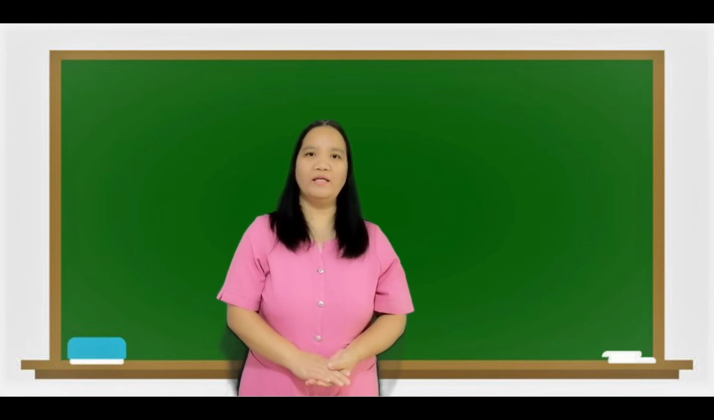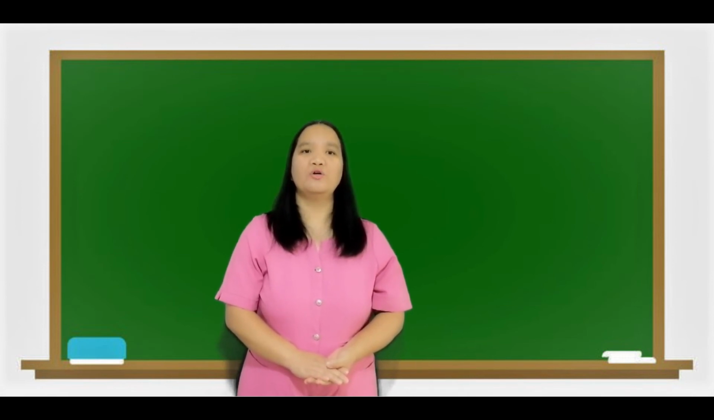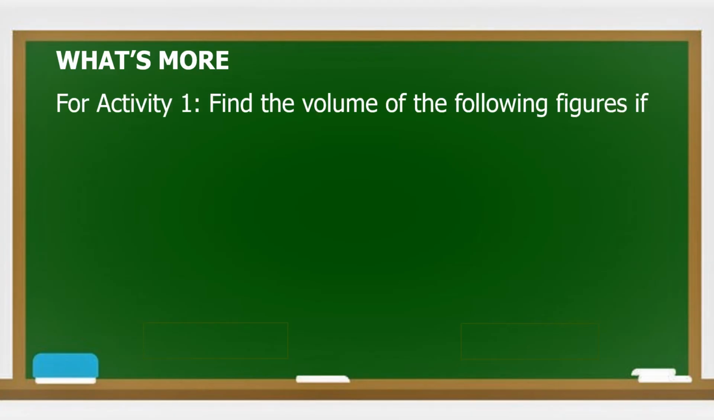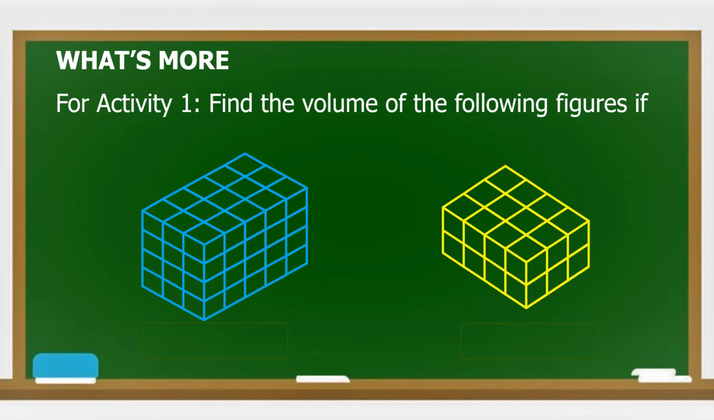You are now ready to proceed to what's more on page 9. You are to answer the 3 activities. For activity 1, find the volume of the following figures if 1 cube is 1 cubic centimeter. Number 1. Number 2.